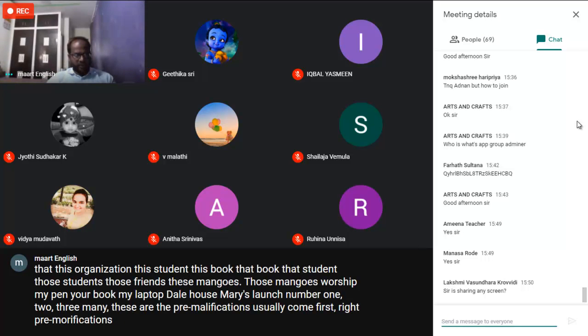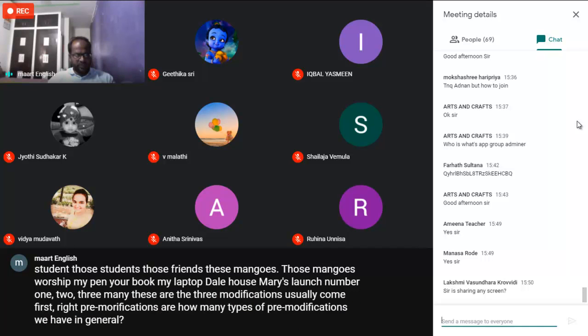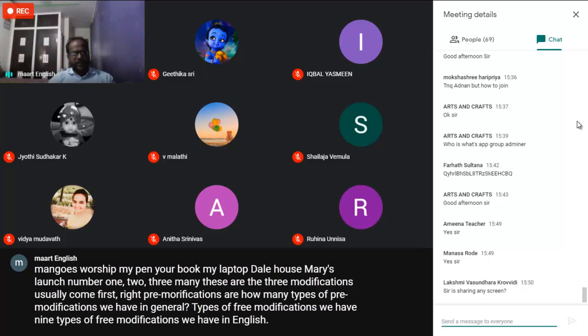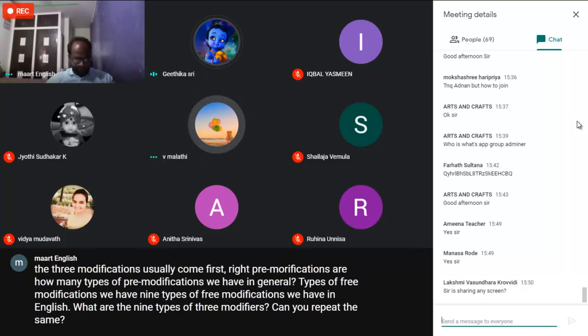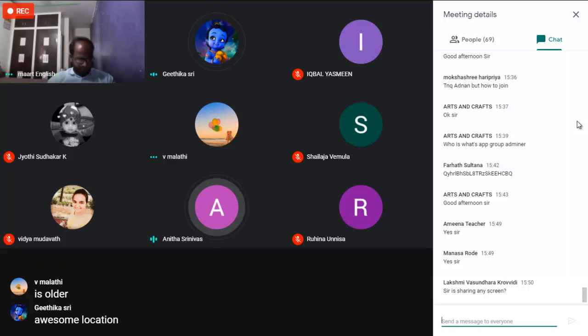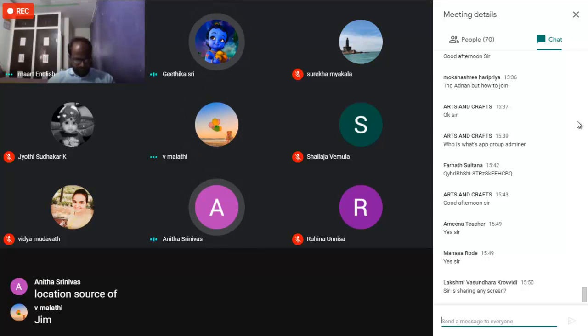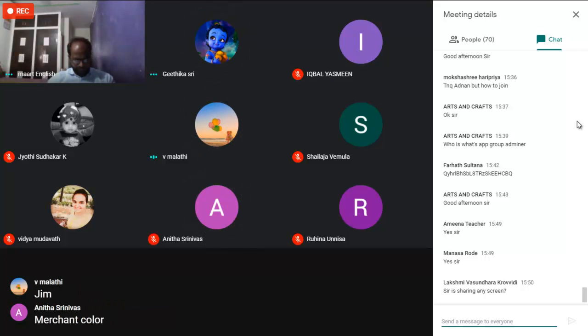How many types of pre-modifications do we have in general? We have 9 types of pre-modifiers in English. What are the 9 types? Can you repeat them? Order, location, source or origin, color, smell, material, size, weight, luster.